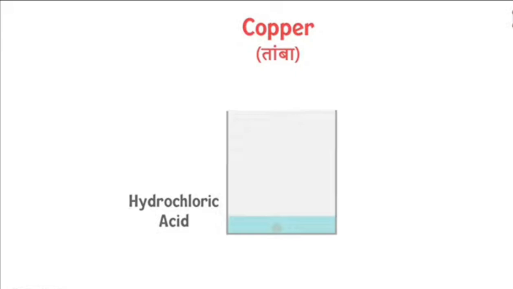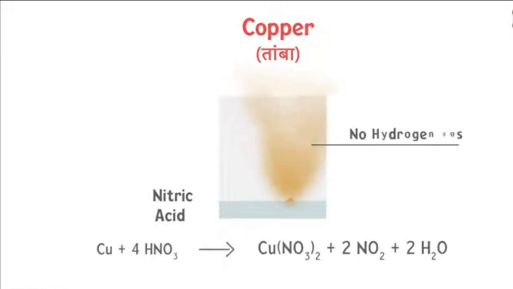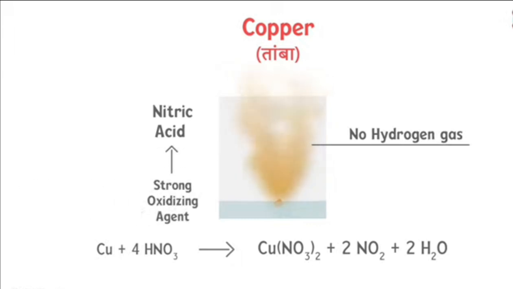So now let us change the acid. We will take nitric acid. In the reaction of copper with nitric acid, there is no evolution of hydrogen gas. However, the hydrogen is oxidized to water by the nitric acid, as nitric acid is a strong oxidizing agent. So the hydrogen gas is oxidized to water.